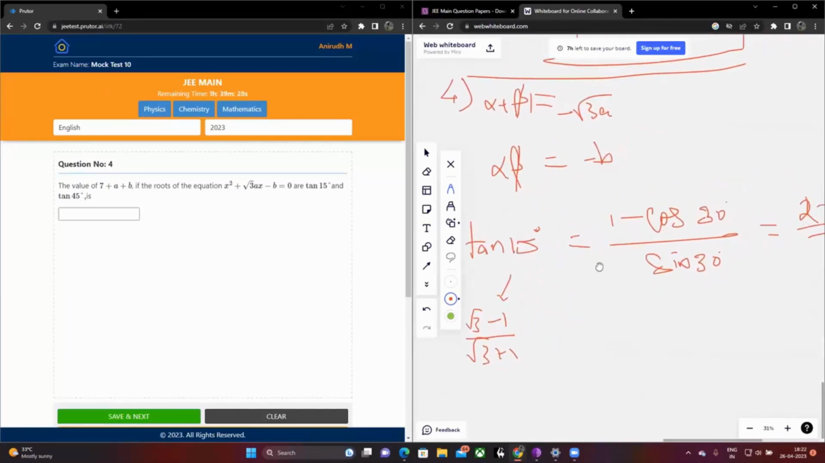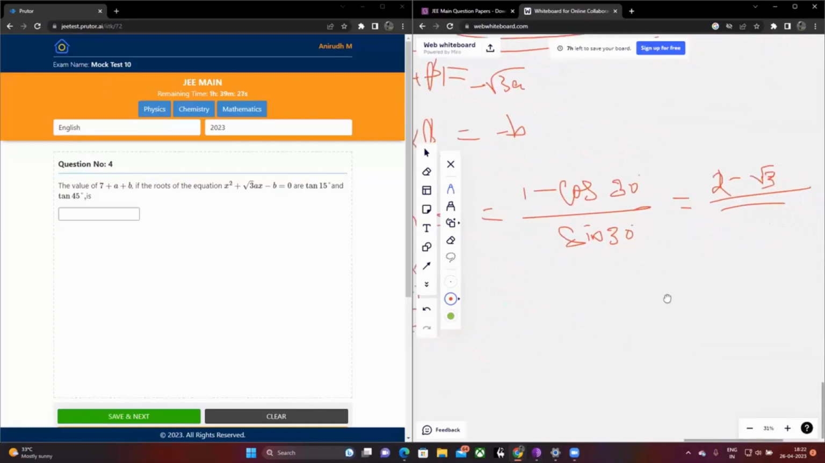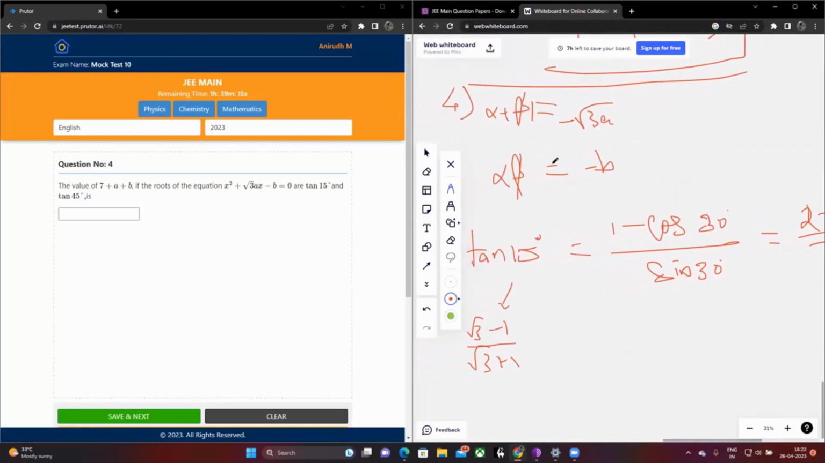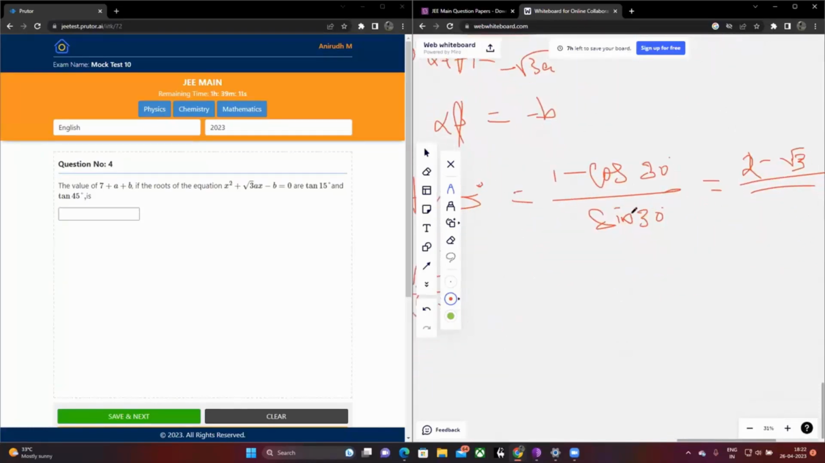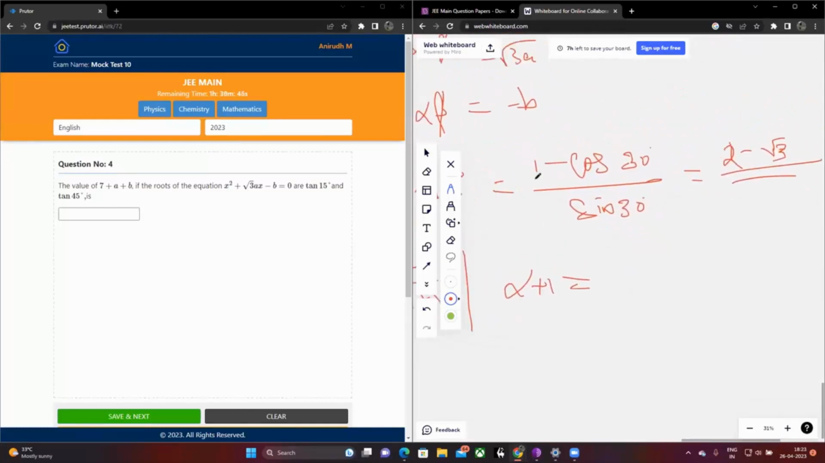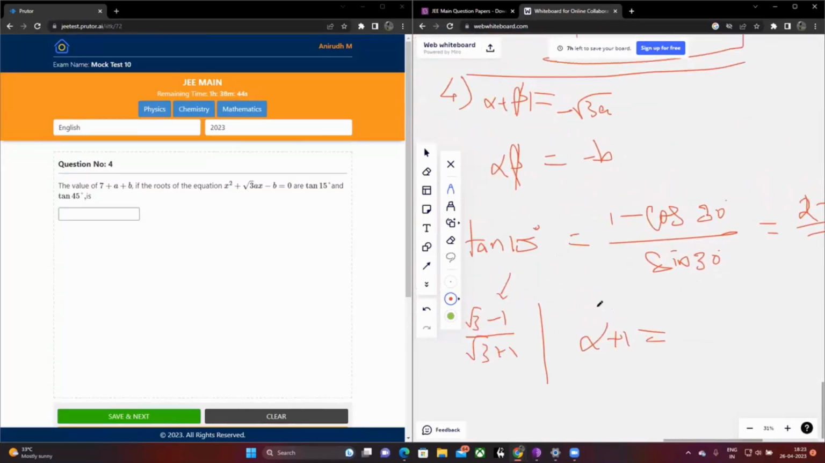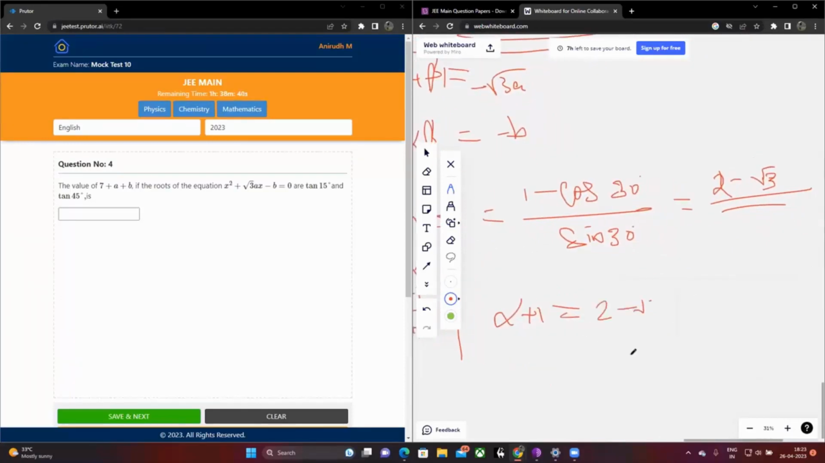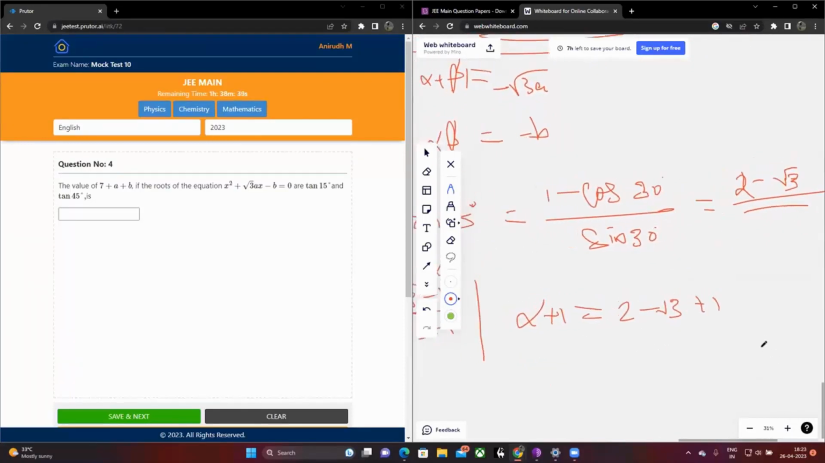So basically, you get the value of tan 15 as 2 minus root 3, right? And this basically gives you alpha plus 1 equals, right? So this gives you alpha plus 1 equals 2 minus root 3 plus 1, which is basically 3 minus root 3, right?